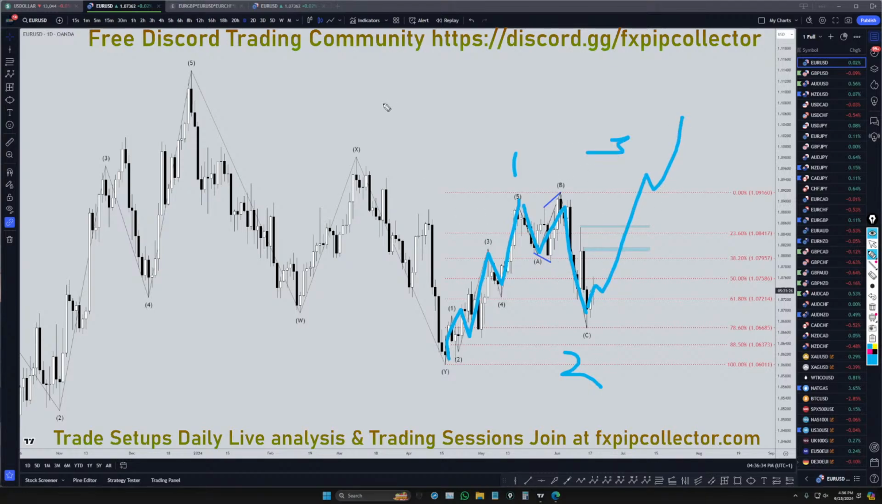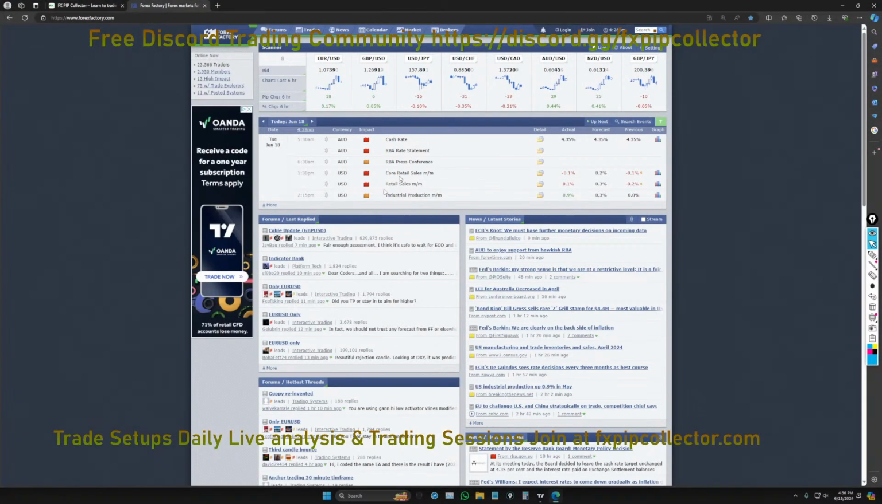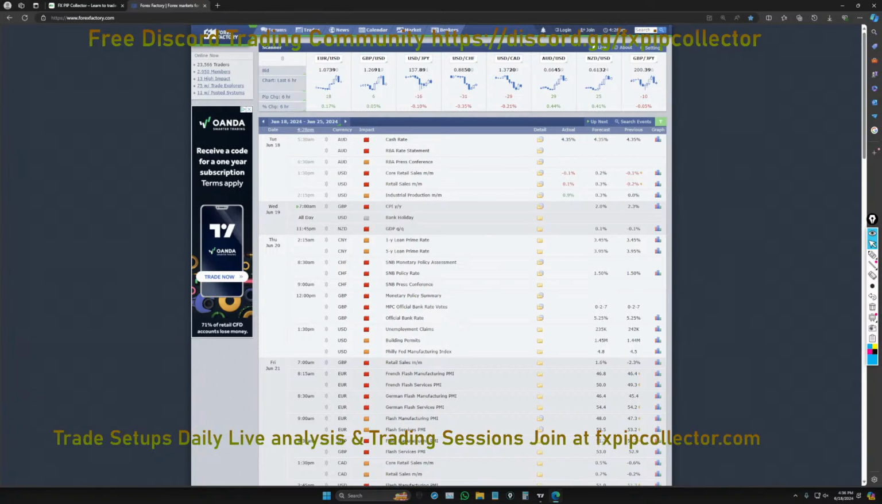If it does just keep on trending up in a wave 3, then the US dollar would keep on trending down, which I'm not really convinced of, since the only news that we actually had today was core retail sales for the US dollar. And then tomorrow is a bank holiday for the US dollar, so I don't really expect the dollar to make a big giant move tomorrow either.